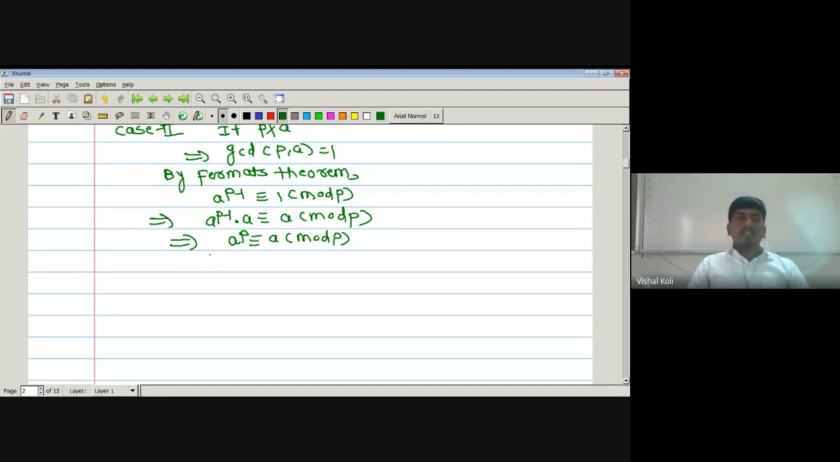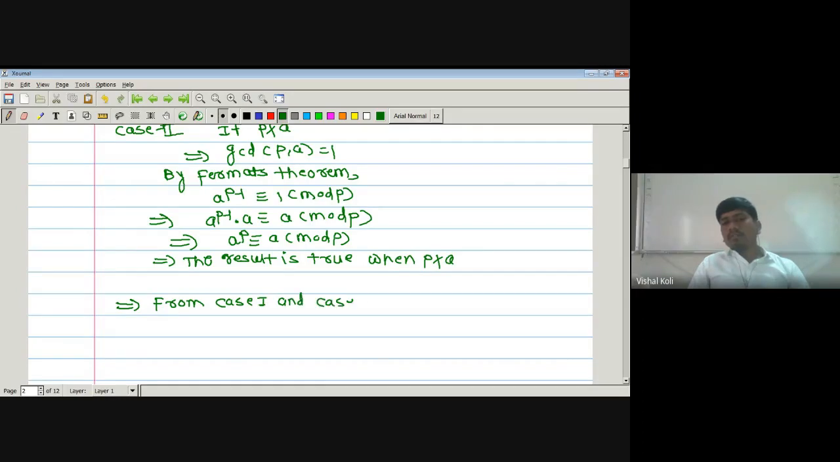Thus the result is true when p does not divide a. From case 1 and case 2, the result will always be true for any value of a. A to the power p is congruent to a modulo p for any a. Okay, and hence the proof.